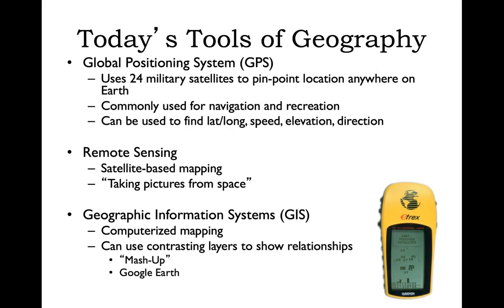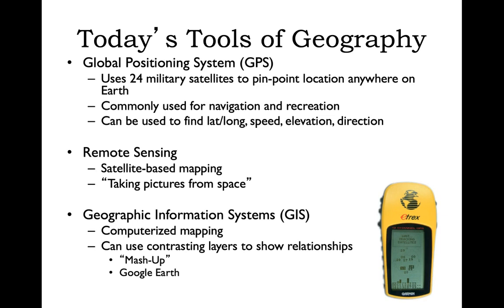Remote sensing, on the other hand, is where you use satellites to take pictures from space. It's called satellite-based mapping. This is your Google Earth stuff. It's where you take a still photo of what Earth looks like from space or from a satellite.